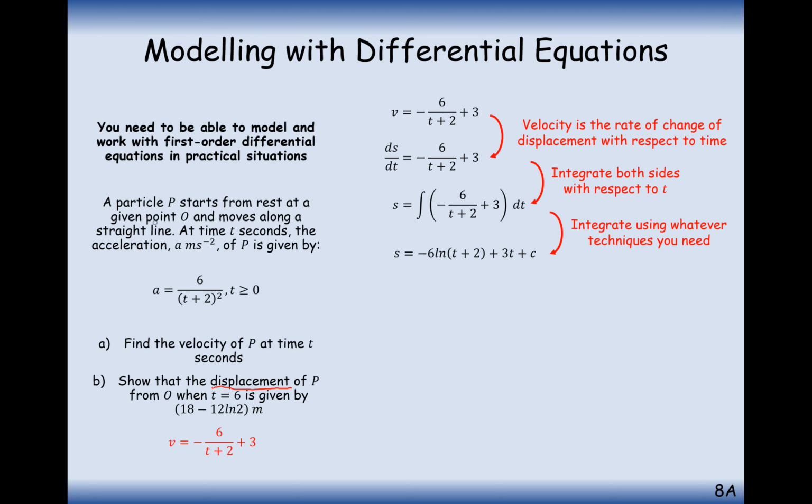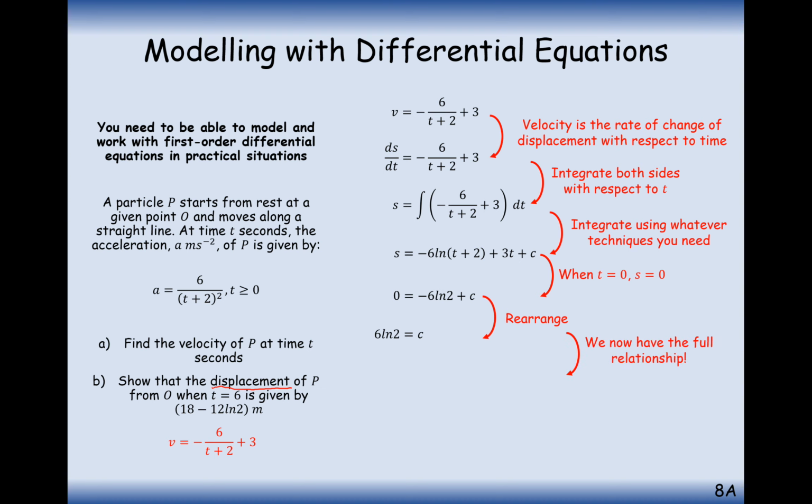Now it starts from a given point O. So at t equals 0, s equals 0. So substitute that in, it's going to be 0 here and 0 here. So it's going to be minus 6 ln 2, and then move that minus 6 ln 2 onto the other side and you get 6 ln 2.